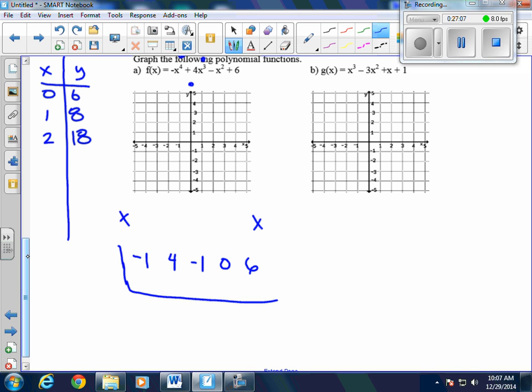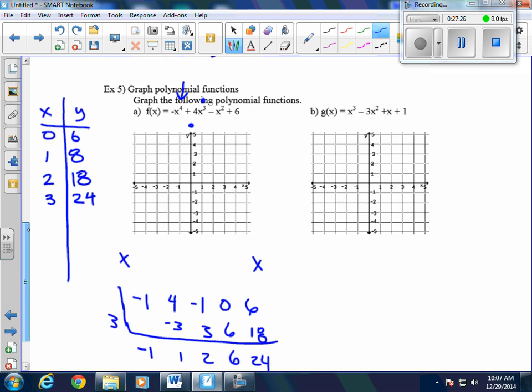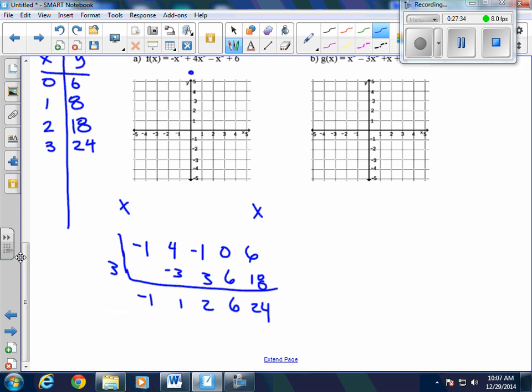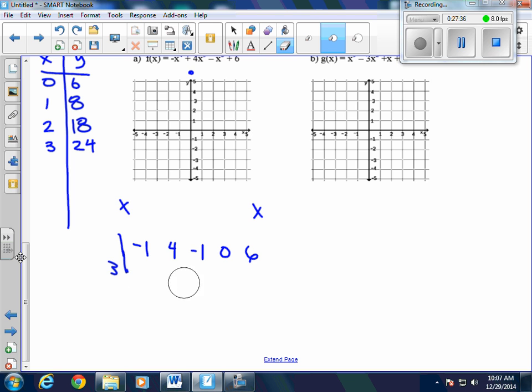So I'm going to put in 3. So that's going to be -1, -3, 1, 3, 2, 6, 6, 18, 24. So if I put in 3, I get 24. Again, that's continuing to go up, but it's not as much. So hopefully we're getting to the point where we're going to start coming back down. Let's try another one. You got to keep going until you find that point where you can be confident, oh, it's going down and it's not going to turn around.